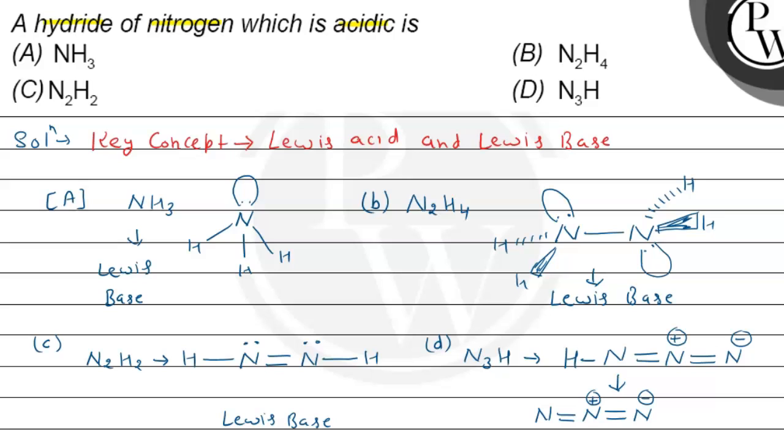It is acidic in nature because after losing the hydrogen we will get this type of ion. When the hydrogen leaves, this bond will break and the electrons will come over this nitrogen, so here we will get a negative charge. So it is a conjugate base, and it is very stable due to resonance. We know that if the conjugate base is stable, then the acid will be a stronger acid. So we can say that this is acidic in nature.